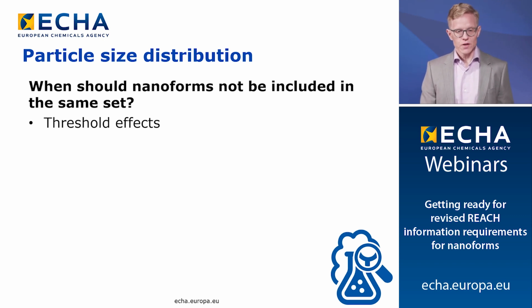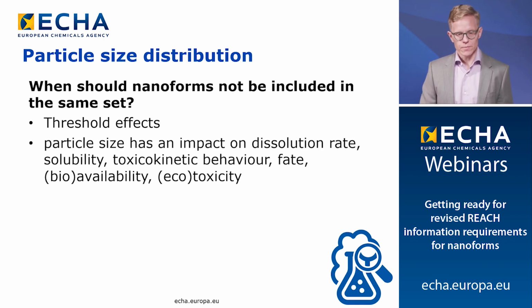If existing scientific knowledge shows that for a certain nanoform or for a certain substance there is a threshold particle size within the range 1 to 100 nanometers, which induces a specific effect for particles with size above or below that size, you must define two different sets of nanoforms. In addition, the impact of certain physicochemical, ecotoxicological, or toxicological properties need to be taken into consideration, and these considerations need to be included in the justification of the set of similar nanoforms.